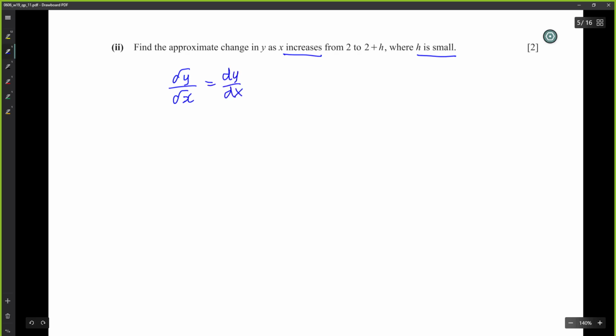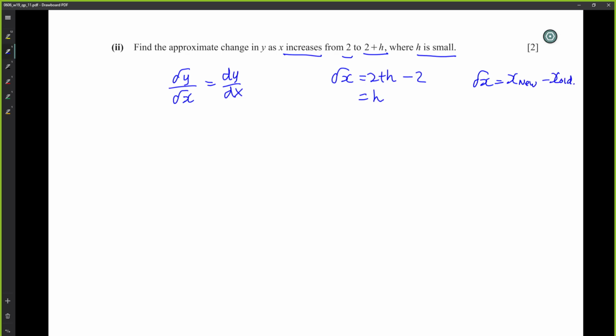Alright, so we already know x is increased from 2 to 2 plus h. So the change of x is basically the new x minus the old x. 2 plus h minus 2, so it's just h. Okay, so to find the change of x, use the new x value minus the original x value.